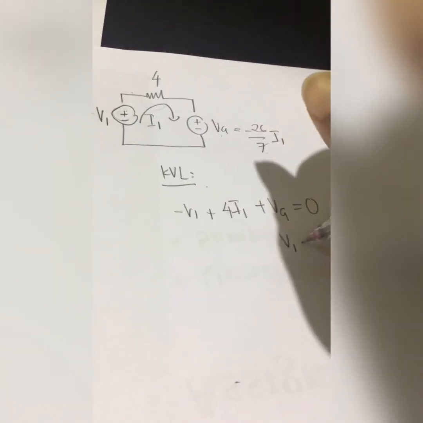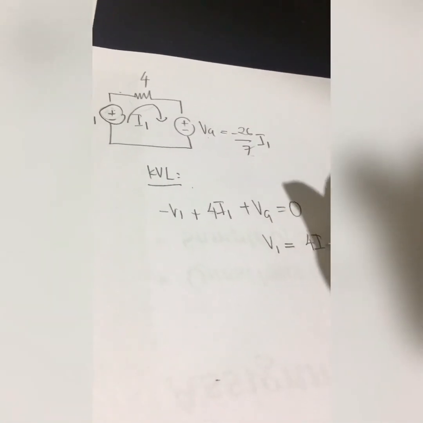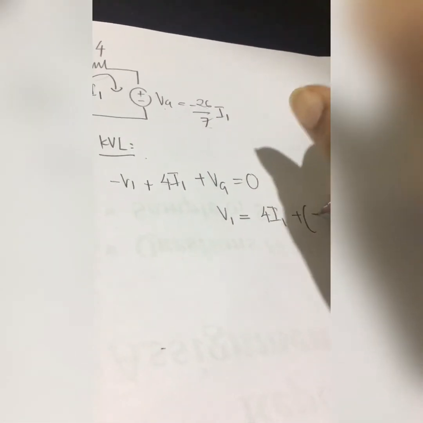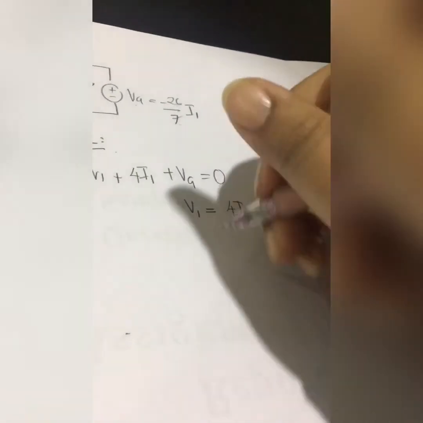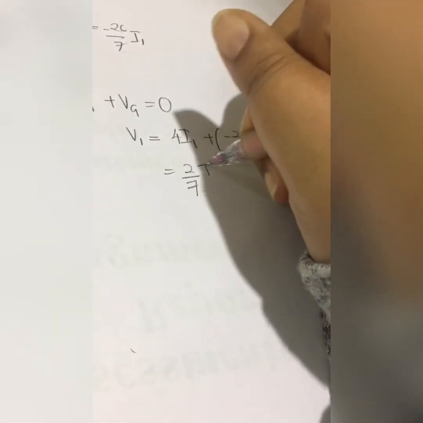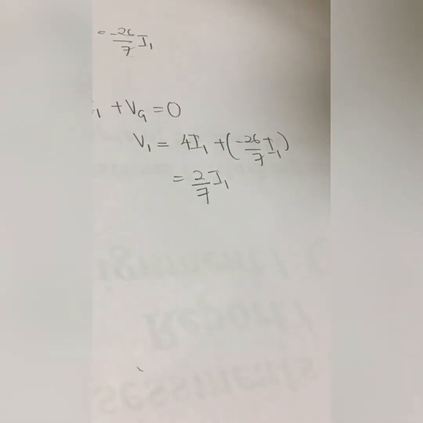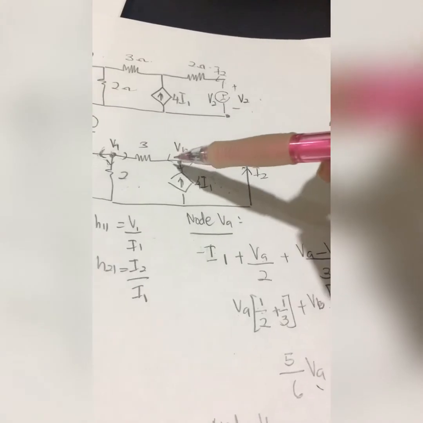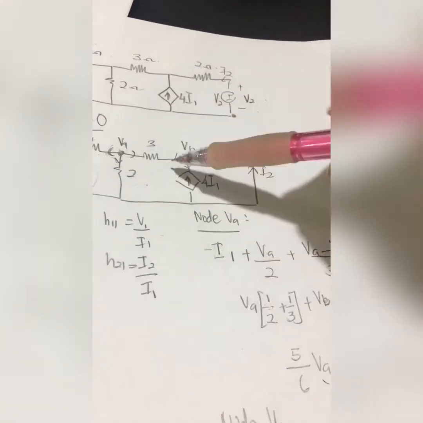Then we can calculate V1 equal to 4 I1 plus VA, which is negative 26 over 7 I1. Then we got 2 over 7 I1.